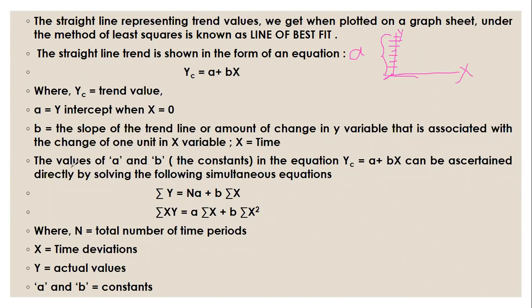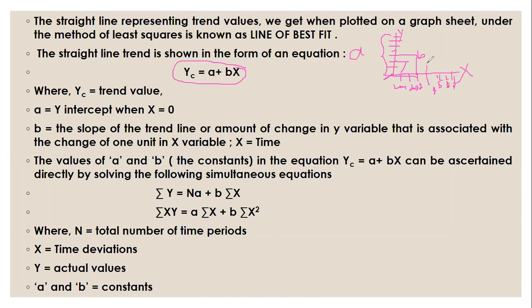Then b is the slope of the trend line, or the amount of change in the Y variable that is associated with a change of 1 unit of the X variable. So X is time, which is given, let's say 2001, 2002, 2003, 2004, 2005, 6, 7, 8 and so on. We will have the time. Now what is this b value? The b value is where these 2 points of X and Y meet. So this is the basic equation of a straight line.